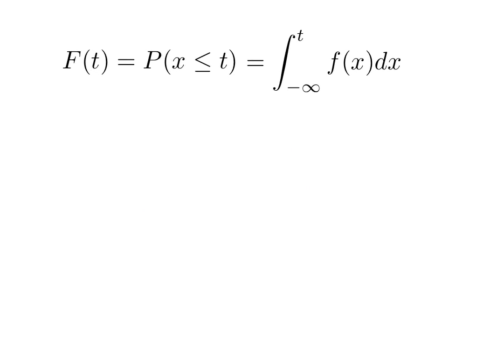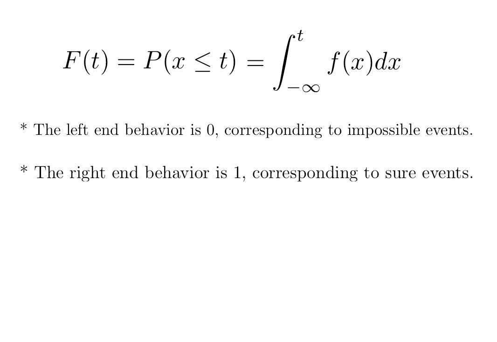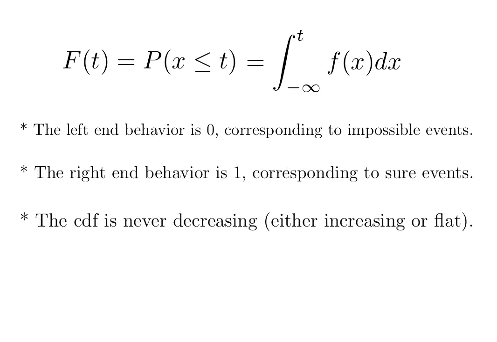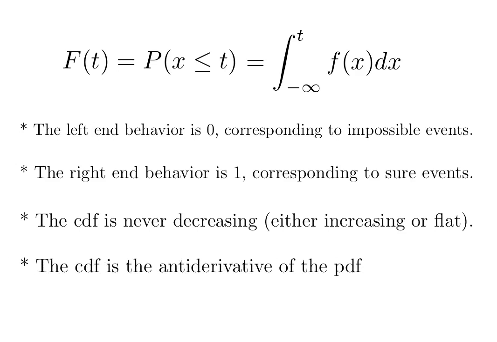A few more properties that you need to know when you calculate the CDF. The left-hand behavior is always equal to 0, corresponding to impossible events. The right-hand behavior is always equal to 1, corresponding to sure events. The CDF is never decreasing. It's either increasing or flat. And the CDF is the antiderivative of the PDF.